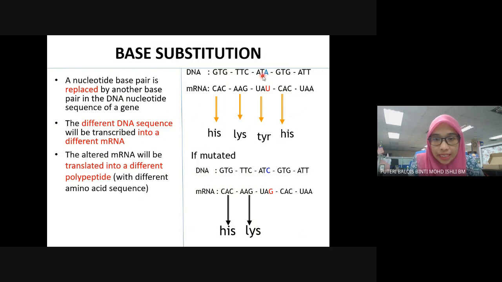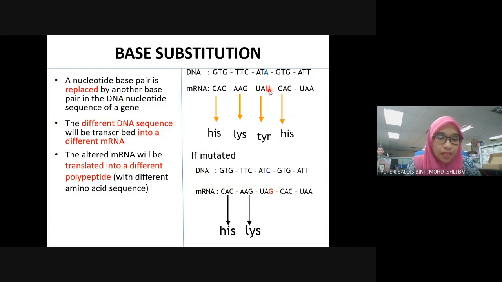So apa yang akan jadi bila kita dah replace A tu digantikan dengan lain. Contoh patutnya ini adalah dia punya wild type. So patutnya ATA, GTG, ATT. Tapi bila berlaku mutation, okay, replace, digantikan. So GTG, TTC, ATC. A ni digantikan dengan C. Bila A tu digantikan C, dia akan hasilkan mRNA yang lain. Okay, the different DNA sequence will be transcribed into different mRNA.